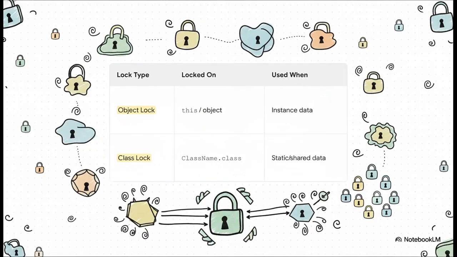Okay, but when we say we lock something, what are we actually locking? Well, there are 2 fundamental types of locks. There's an object lock, which is tied to a specific instance of an object. Think this. You use that to protect instance variables. But what if your data is static, meaning it's shared across all instances of a class? For that, you need a class-level lock. If you use the wrong one, guess what? You've got 0 protection.